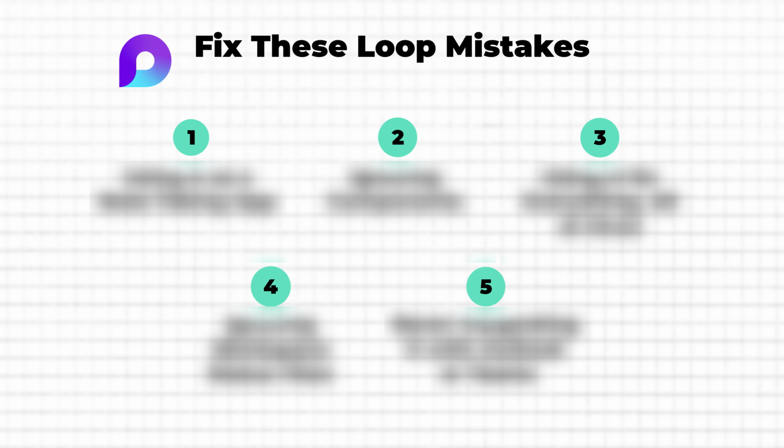Before we get into the fixes, let's start with the most common mistakes I see all the time. This one's everywhere. Someone opens Loop, creates a page, adds a few bullet points, maybe drops in a table or checklist, and then treats it like any other meeting notes tool.